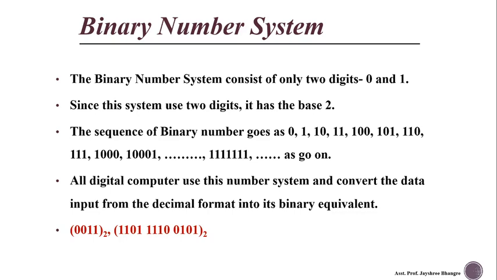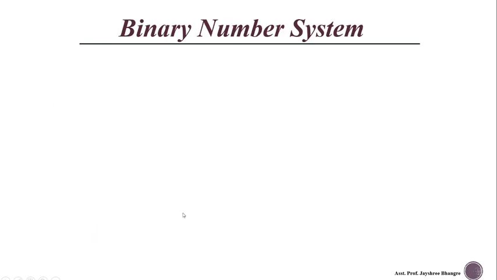So we can represent the binary numbers in this form. Here we are representing the base as 2. That means this number is a binary number. So we can represent any number in the form of a string of 0s and 1s. Again, this is also a weighted number system.